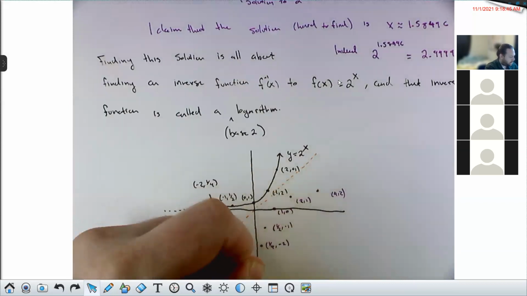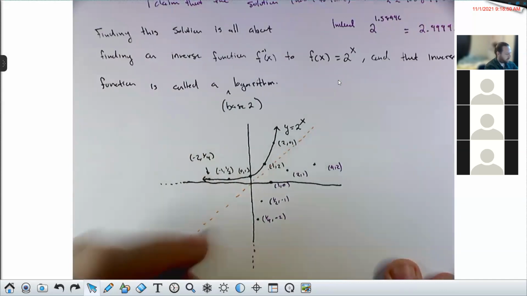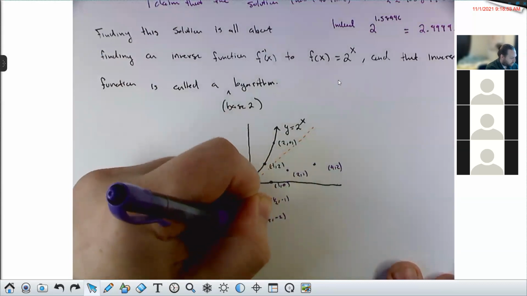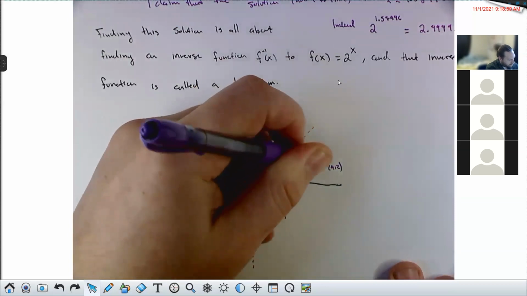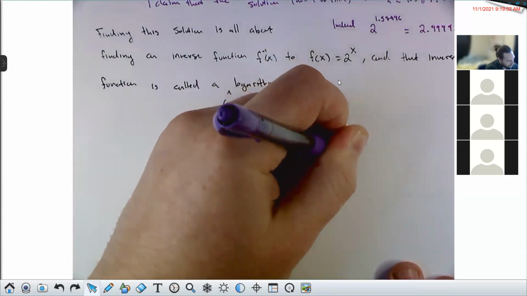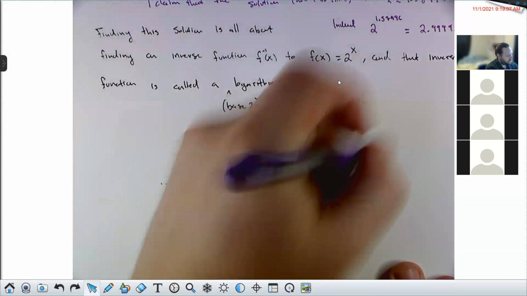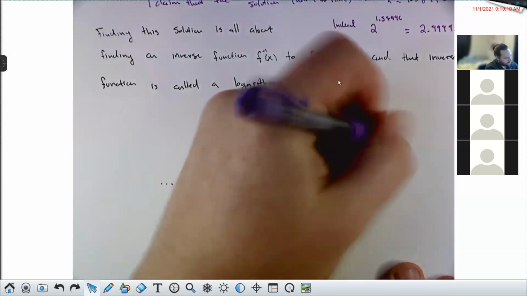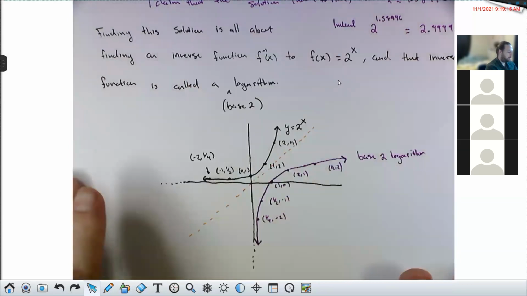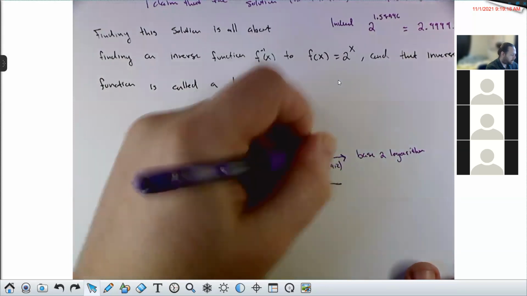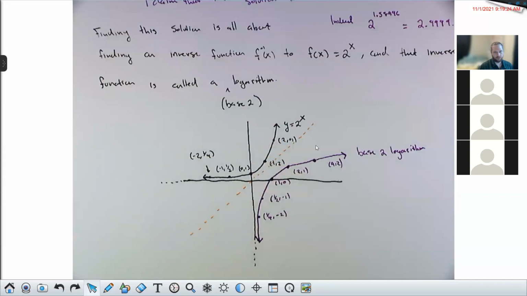It's going to have a vertical asymptote where this one had a horizontal asymptote. The inverse, when you flip everything over this line, is going to have a vertical asymptote. So it's going to look like this. This is the base 2 logarithm. And we were able to graph it without doing any algebra at all, just taking the graph of 2 to the x and reflecting it over the line y equals x.